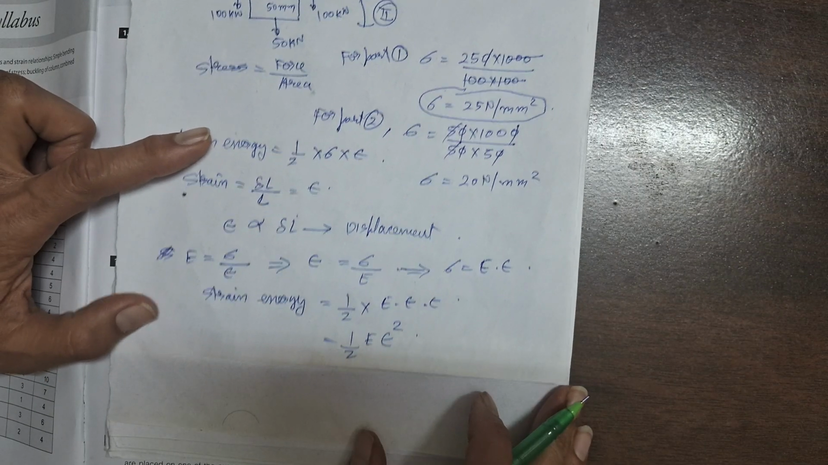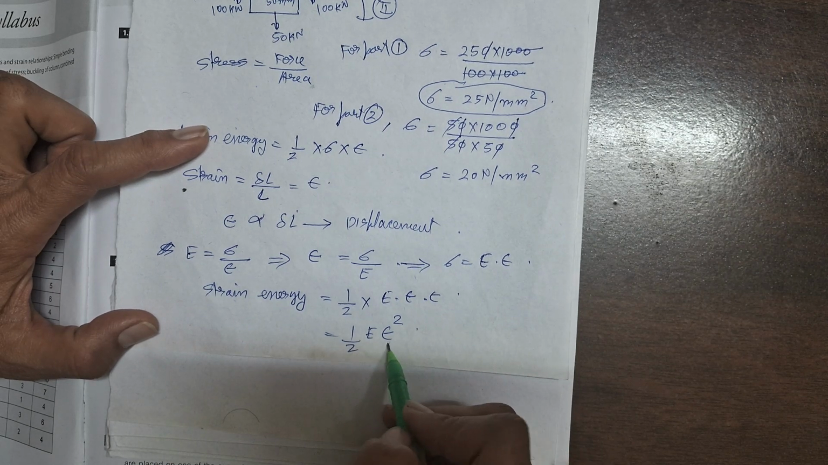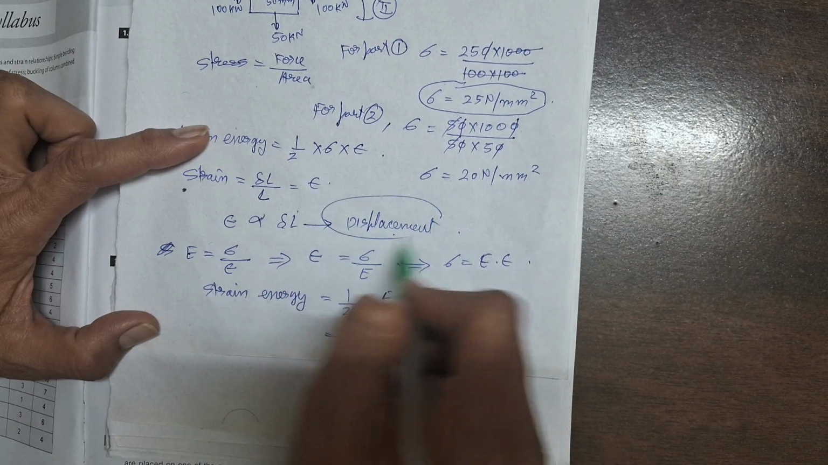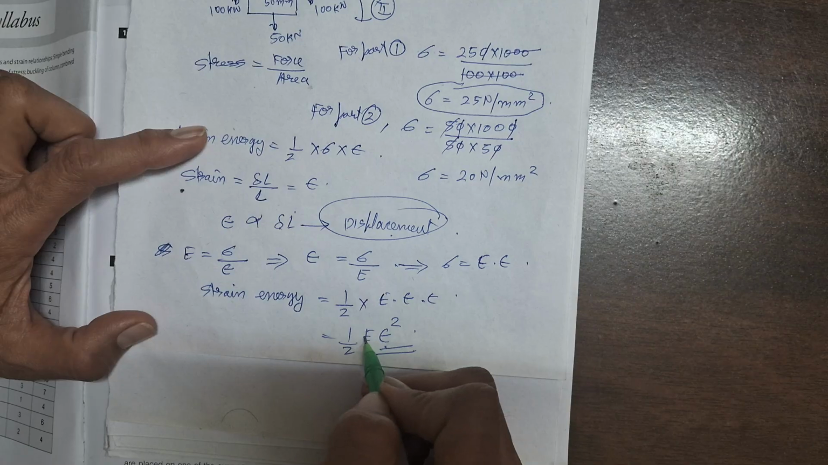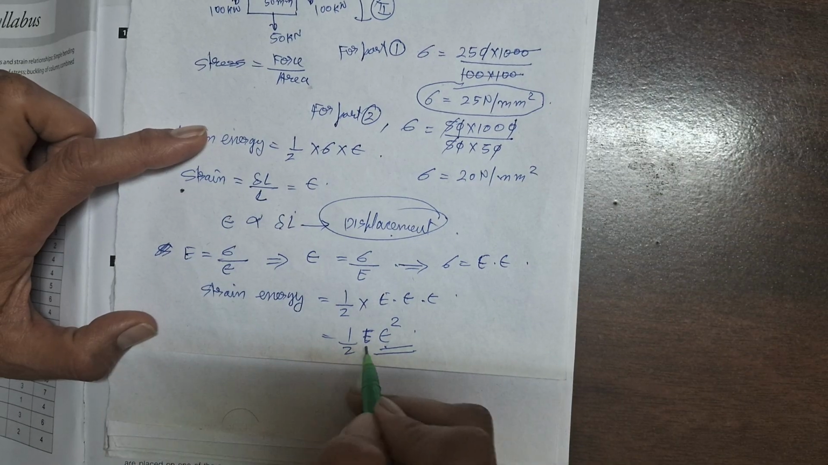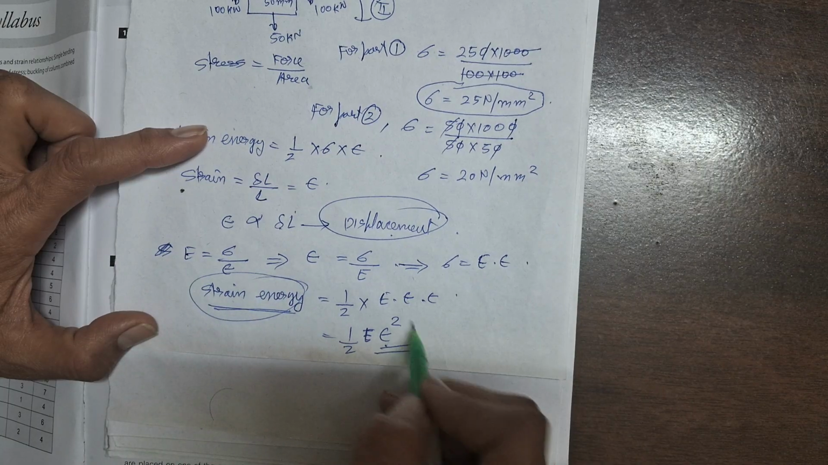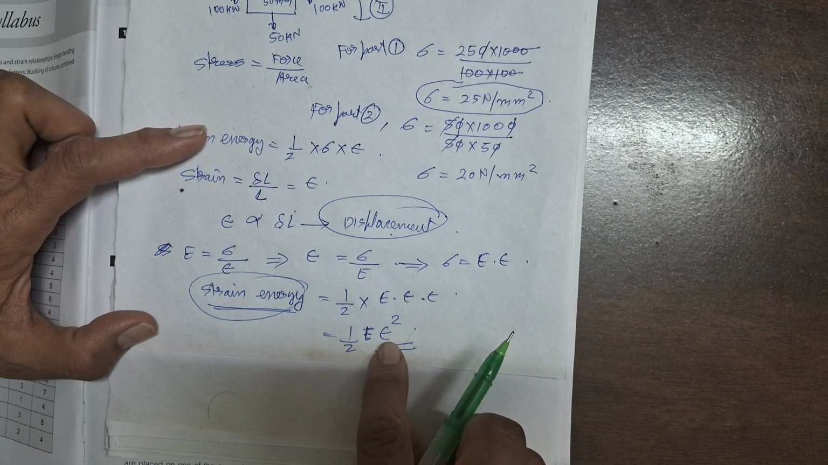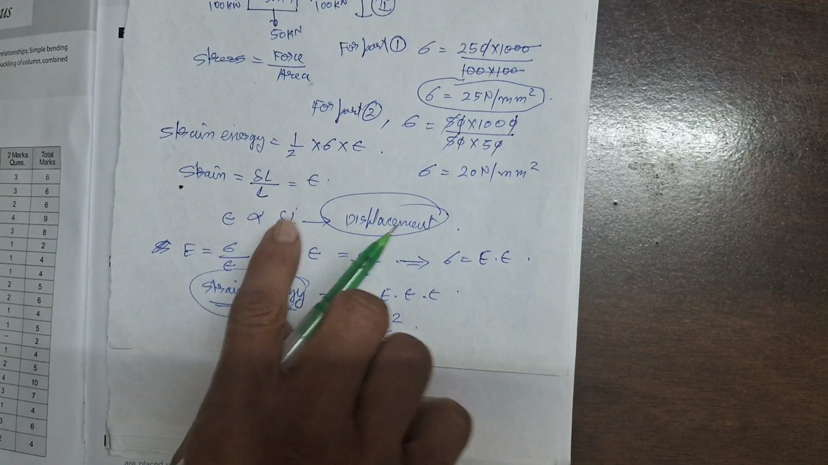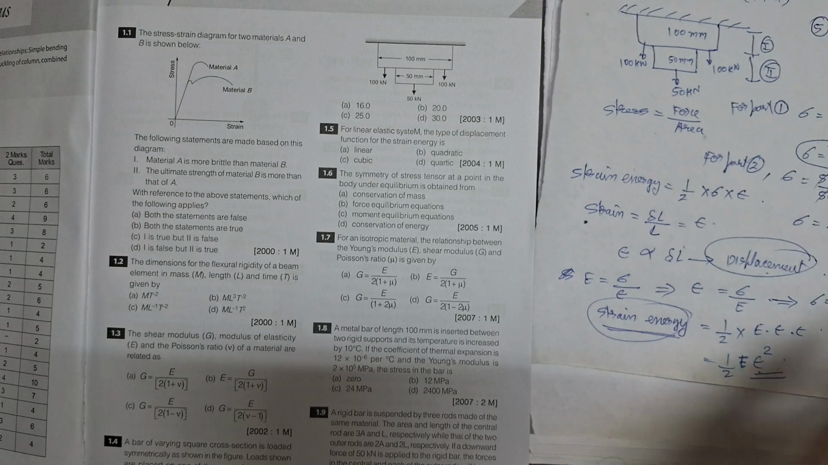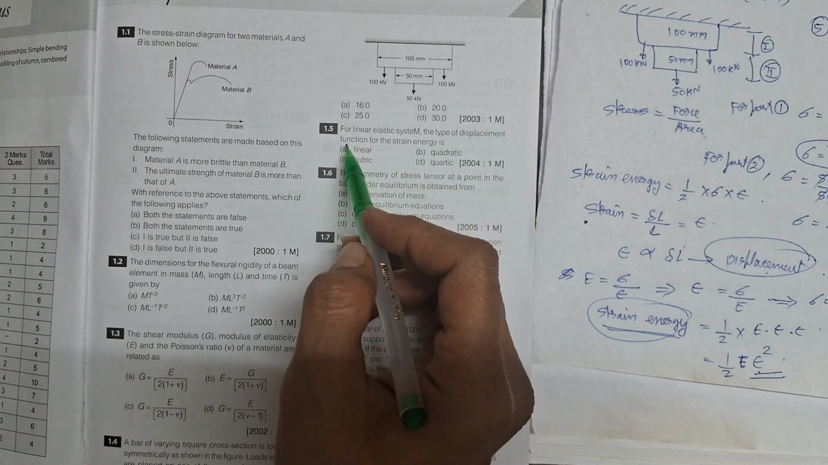So here you can see strain energy is directly proportional to the square of the strain. The square of the strain is basically the square of the displacement, hence it is in the form of a quadratic equation. Here E is Young's modulus. If we compare strain energy and strain, strain energy is directly proportional to the square of the strain, and strain is proportional to delta L.